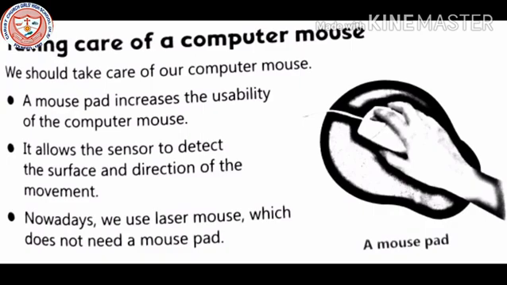Now, everything should be taken care of. Like our body parts, we always take care of ourselves. We take a bath, we comb our hair, we brush our teeth, we wash our face, we eat. So these are the ways by which we take care of ourselves. So what are the ways we should take care of the mouse? Let's see taking care of a computer mouse.